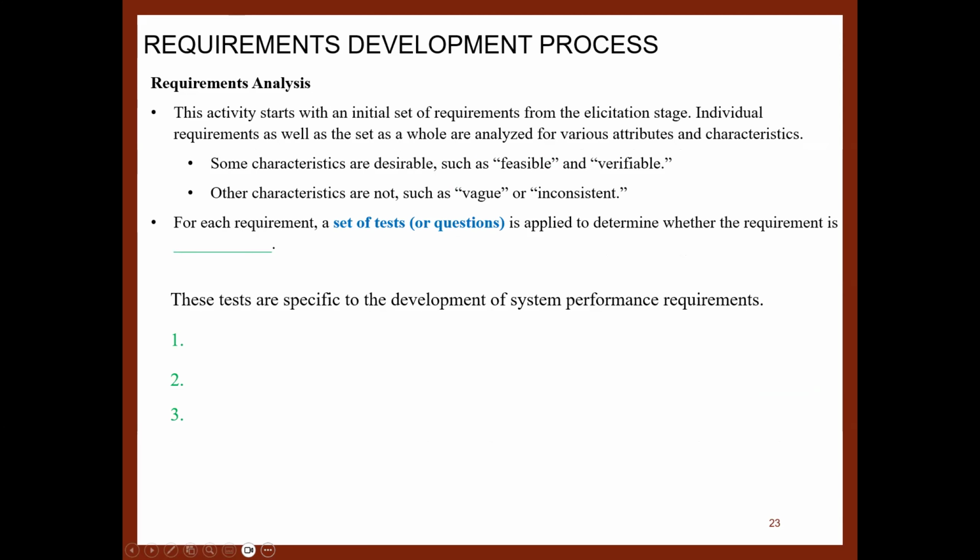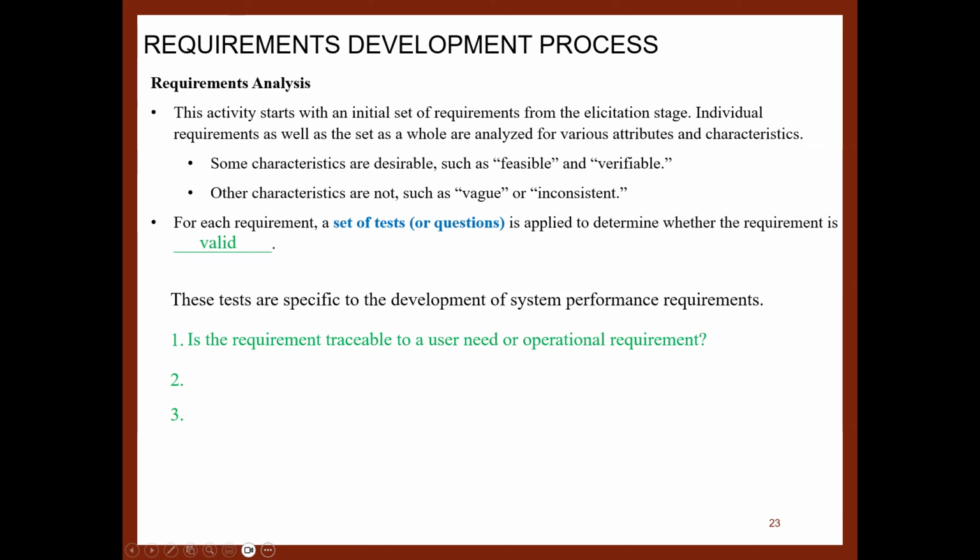This activity starts with the initial set of requirements from the elicitation stage. Individual requirements as well as the set as a whole are analyzed for various attributes and characteristics. Some characteristics are desirable, such as feasible and verifiable. Other characteristics are not, such as vague or inconsistent. So for each requirement, a set of tests or questions is applied to determine whether the requirement is valid. These tests are specific to the development of system performance requirements.